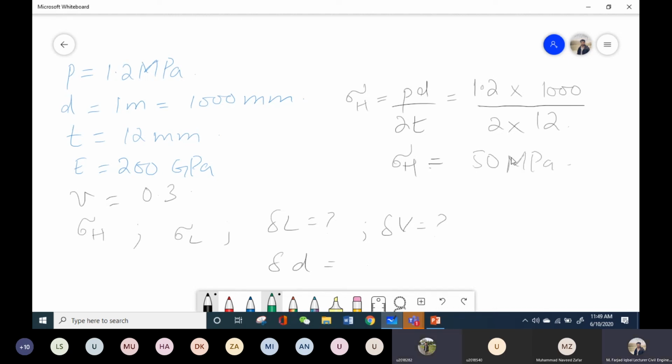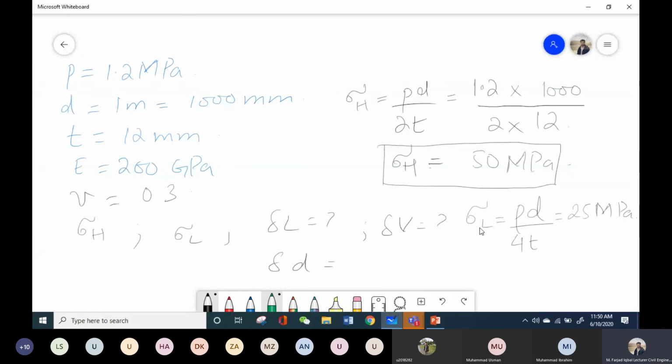What will be the longitudinal stress? Just keep on calculating and give me the answer. You just have to use the formulation. 100 megapascal? So either divide by 2 or multiply by 2. 25 megapascal. Yes.